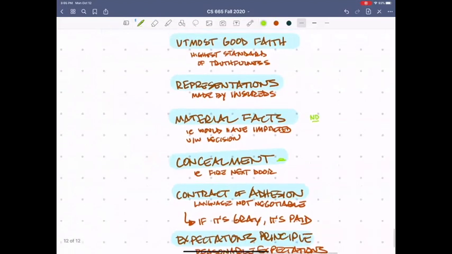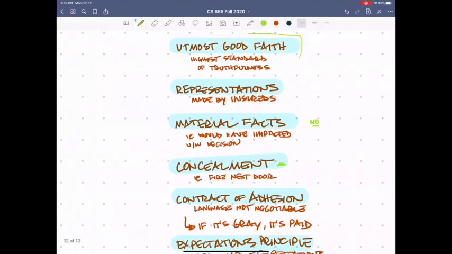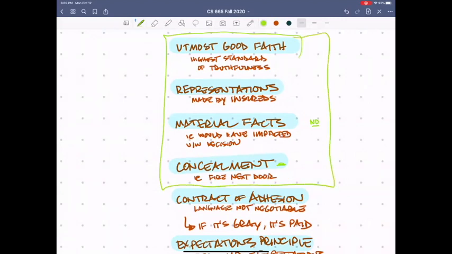So those all fall under this whole idea of utmost good faith. We expect you to be honest when you are completing an application so that we can adequately evaluate you as a risk and adequately price you as a risk.